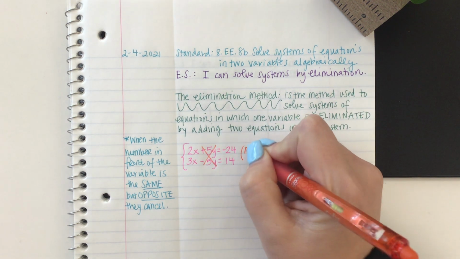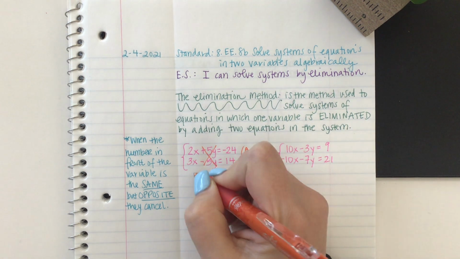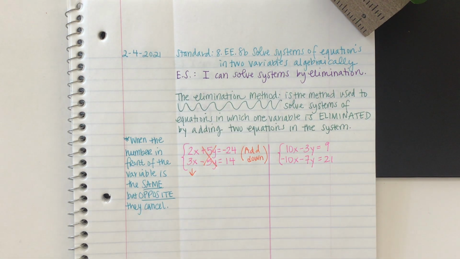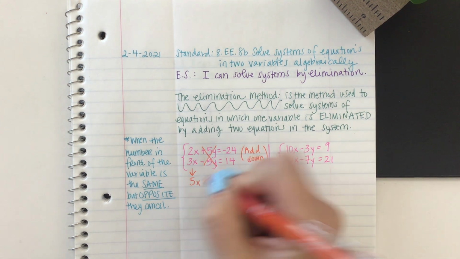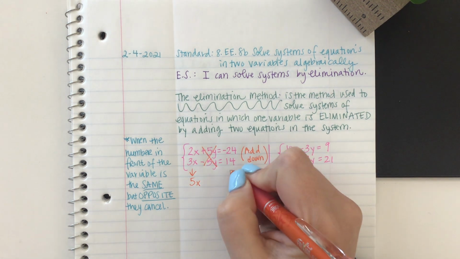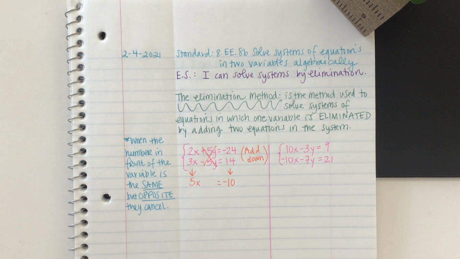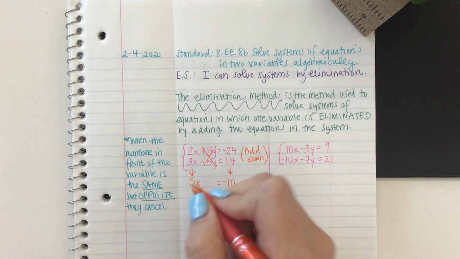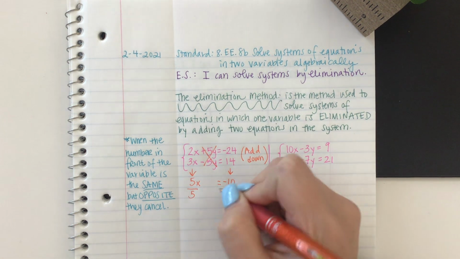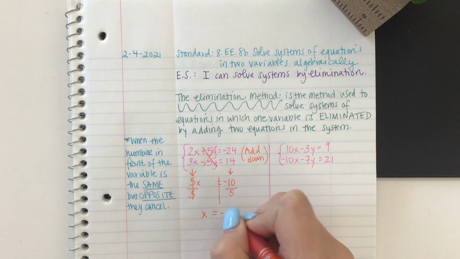And the next thing you do, per our definition, we add down. So we have 2x plus 3x, which is 5x. This equals 0, so we don't write anything there. And we have negative 24 plus 14, which equals negative 10. And now this is just a one-step equation that we solve, and you do that by dividing by the number in front of x, which is 5. But whatever we do to one side, we must do the same thing to the other. 5 divided by 5 is 1, so that goes away. So x is equal to negative 10 divided by 5, which is negative 2.